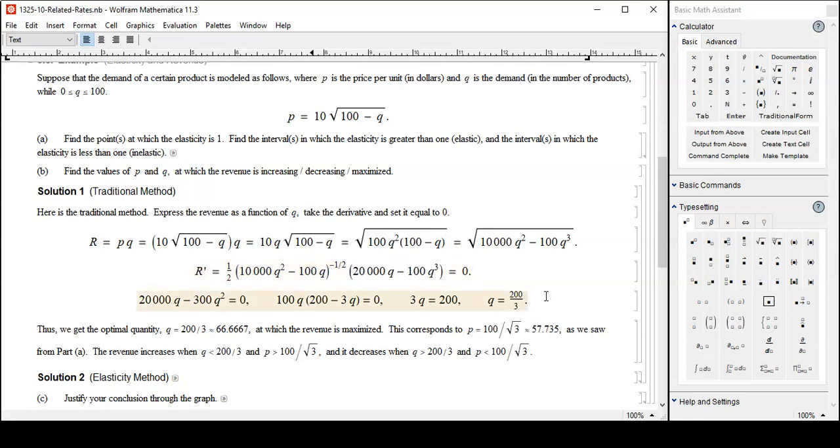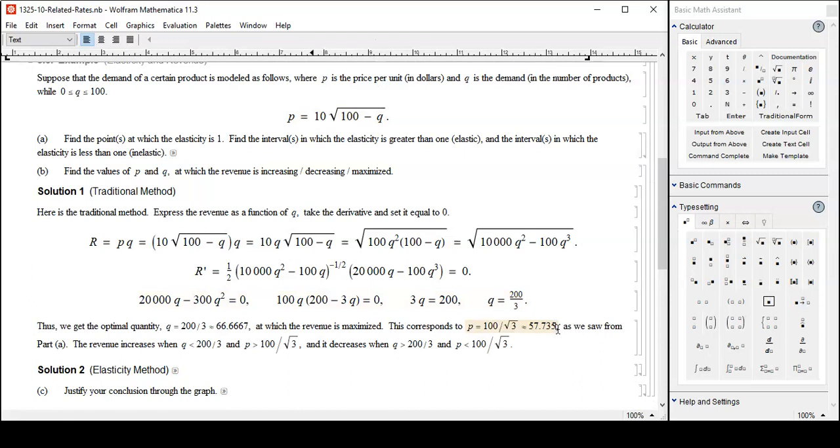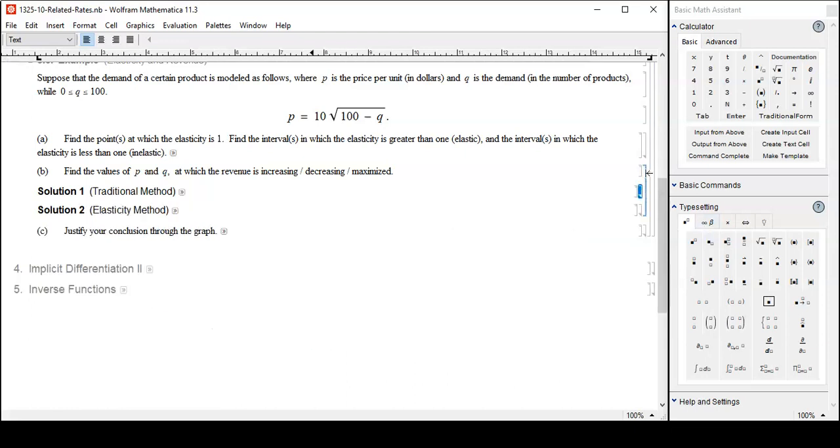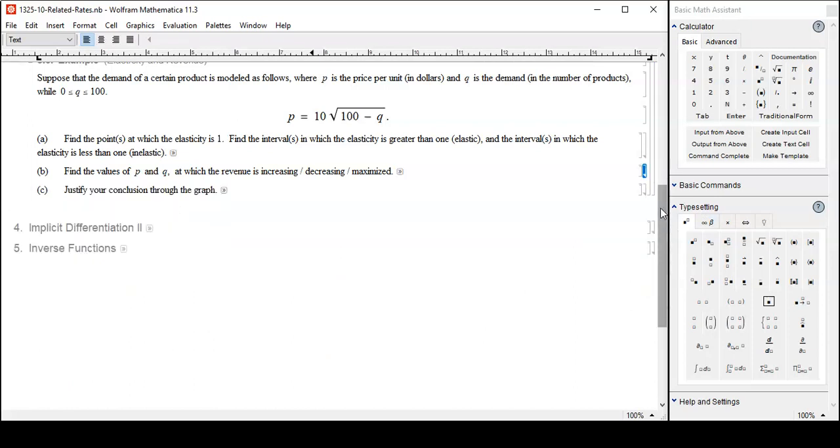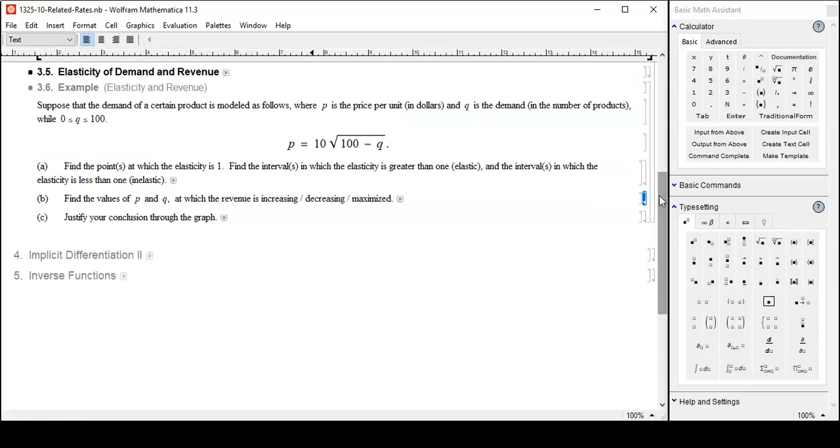You end up with, well, the same answer as before. Q is 200 over 3. And by plugging in this quantity over here, we get the same conclusion as before. And of course, the same conclusions follow about the inequalities. You can do it through direct computation by taking the derivative without going through elasticity at all.